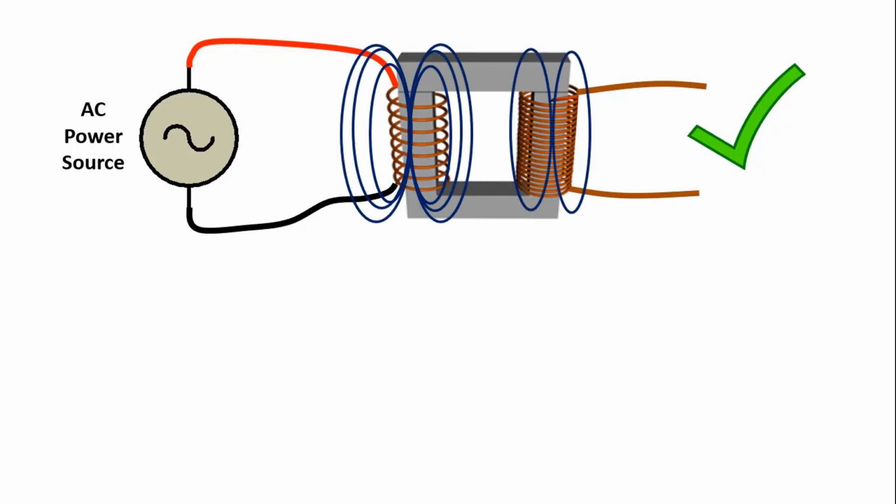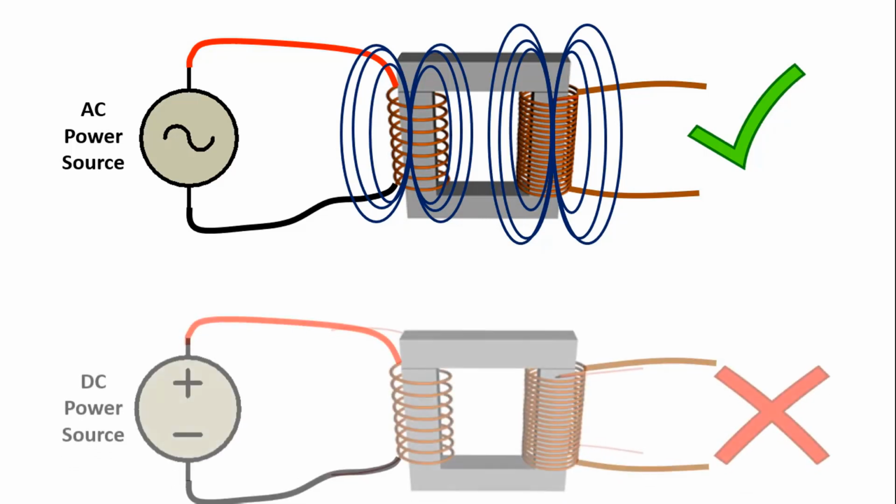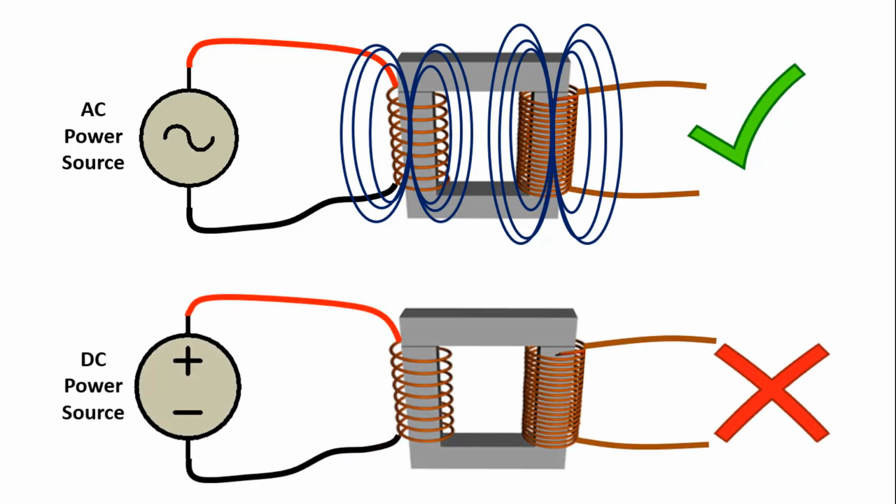Because the direction and intensity of the AC at the input changes at every moment depending on time, the direction and intensity of the magnetic field it creates changes at every moment. When this field cuts the output windings, an AC voltage is induced in the windings.